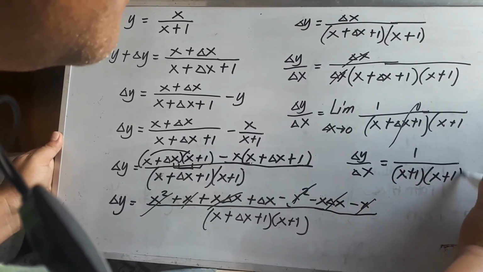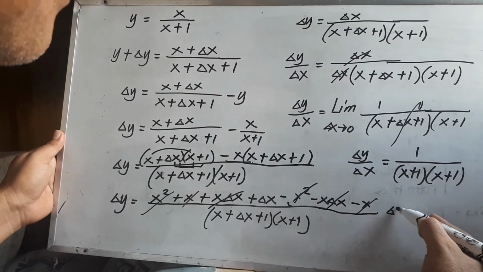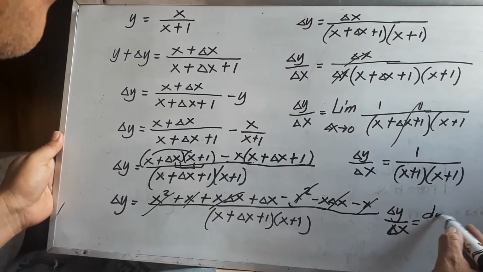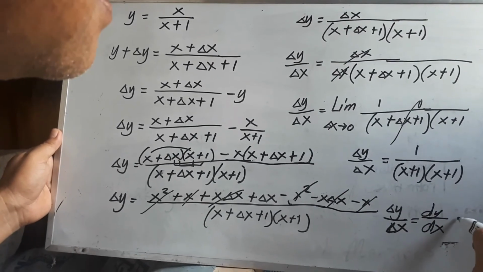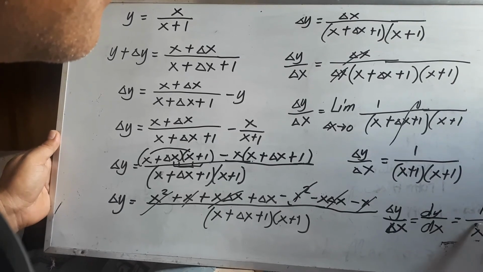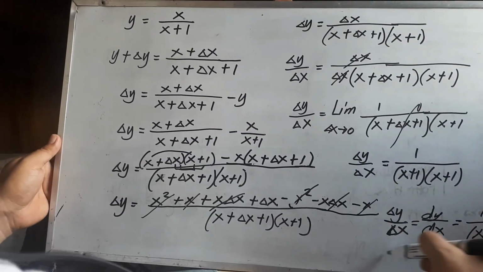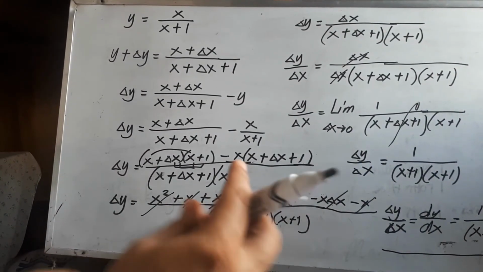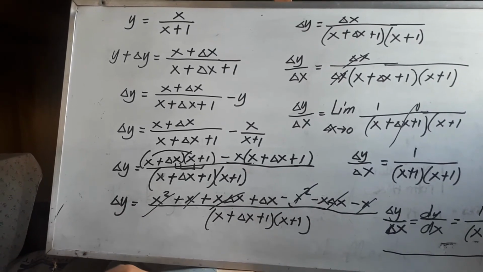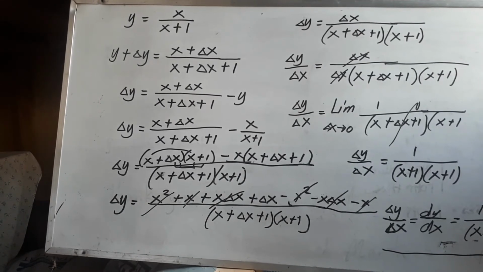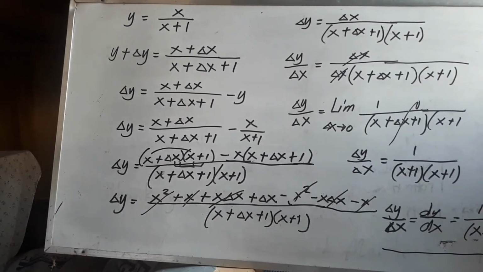or simply dy/dx, which is equal to 1 all over x plus 1 squared. That is the final answer. 1 all over x plus 1 squared. Okay, so that will be the solution that I could share with you guys. Hope you're able to comprehend the presentation of this problem together with the solution. Thank you.